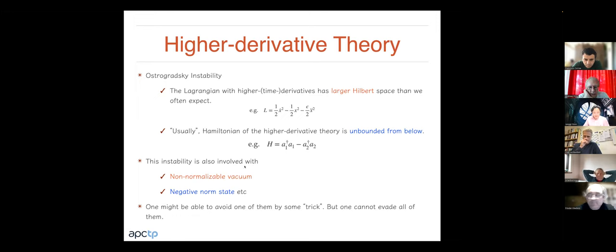This instability is also closely related to the non-normalizable vacuum. I will not talk about the details of this bosonic theory because you already had a nice seminar on it. It's also related to negative norm states, etc. One might be able to avoid either the unbounded below energy or the non-normalizable vacuum problem, but you cannot avoid all of them. If you try to avoid one, you end up with the other and vice versa. So it's really problematic.